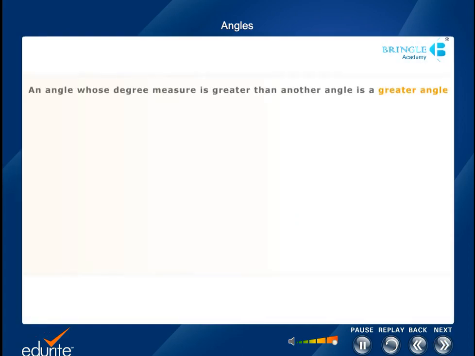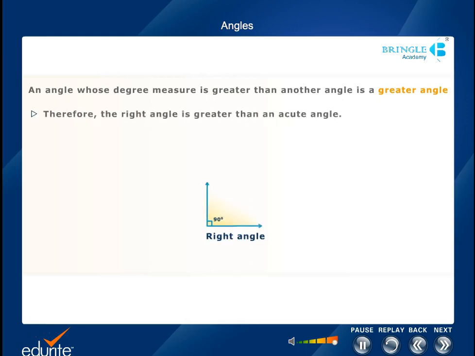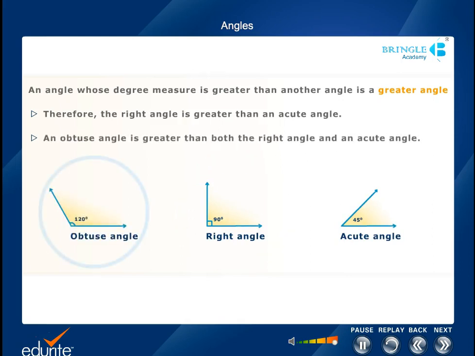An angle whose degree measure is greater than another angle is a greater angle. Therefore, the right angle is greater than an acute angle. An obtuse angle is greater than both the right angle and an acute angle.